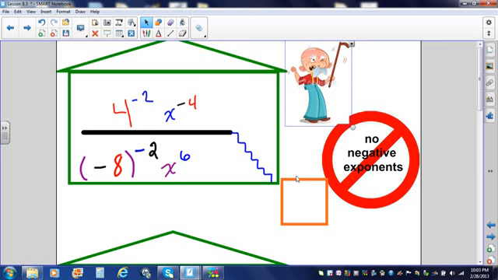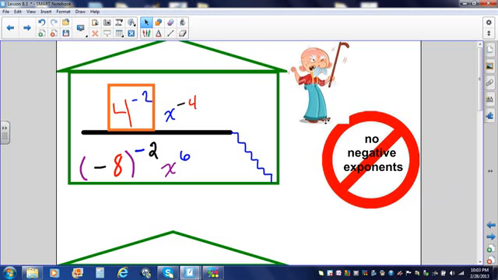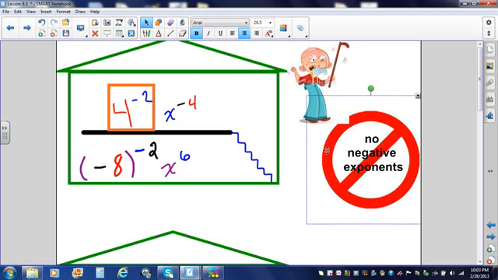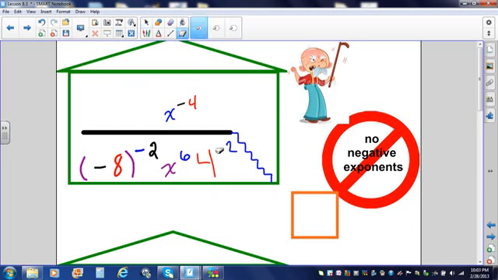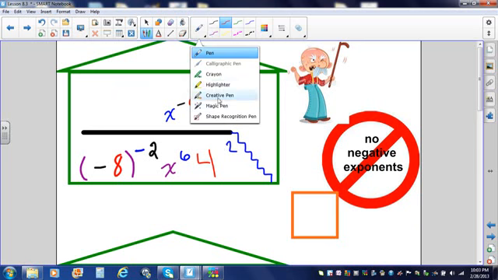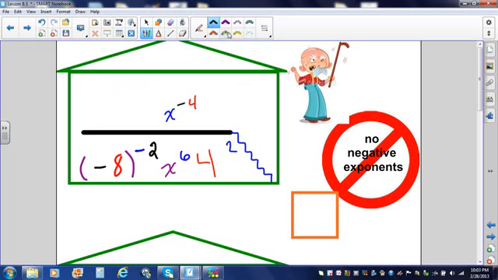So remember, no negative exponents. I'm going to take this 4 to the negative 2 power and I'm going to bring it down to the bottom. Remember that when I bring it down to the bottom, he becomes happy. He's happy.